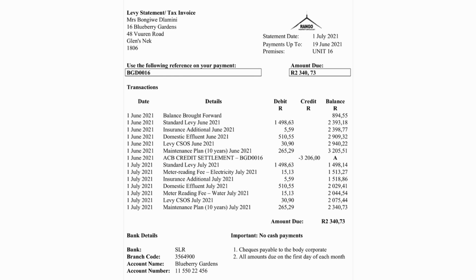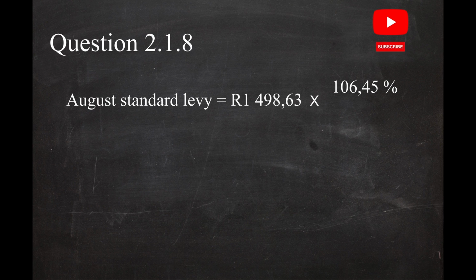So the new levy in August will be R1,498.63 multiplied by 106.45% over 100%. And this will give you a new levy of R1,595.29.